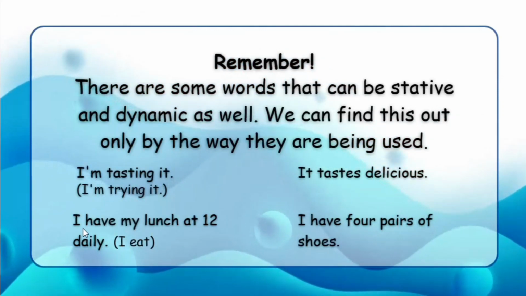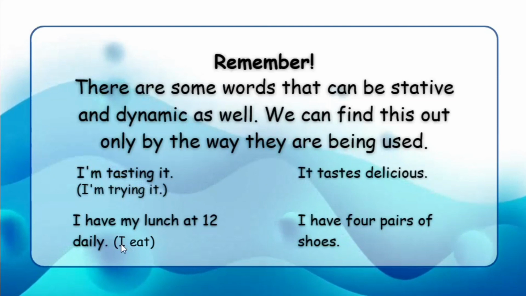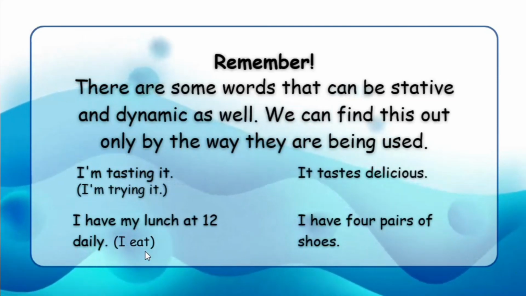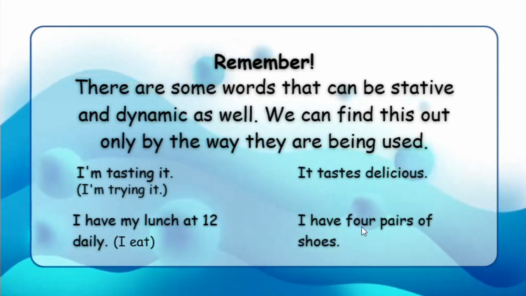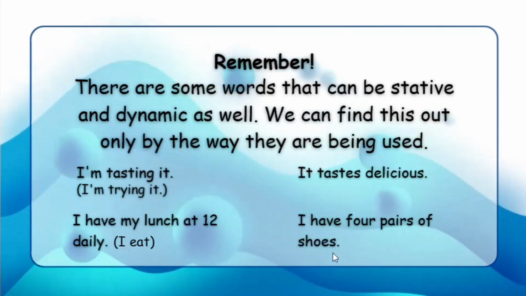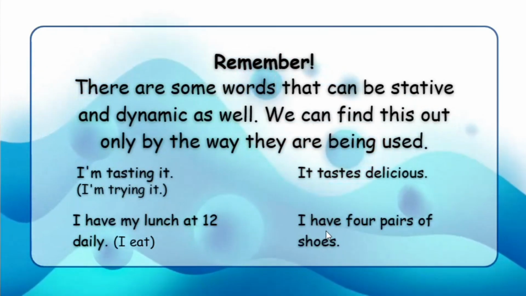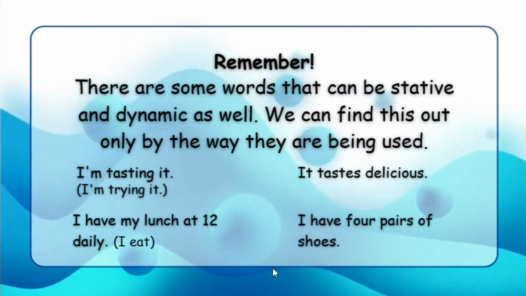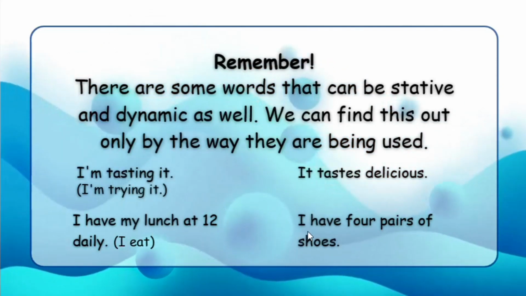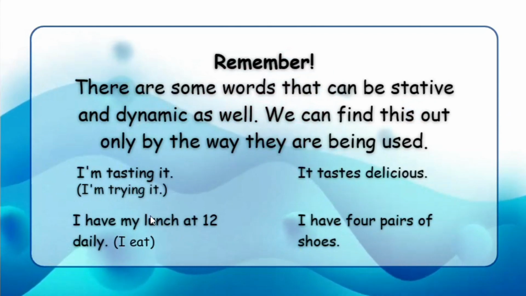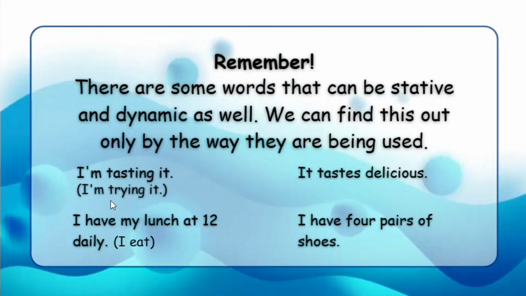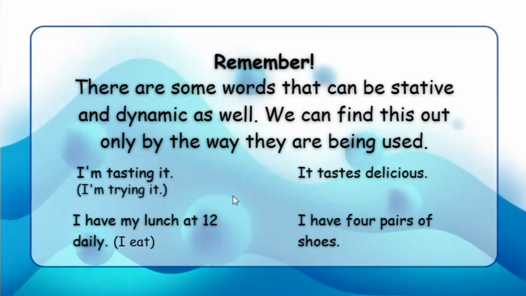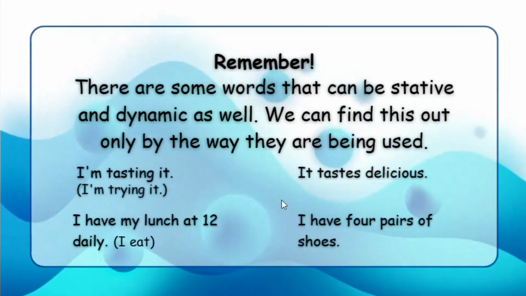I have my lunch at 12 daily. Here the verb have means to eat. I have my lunch, I eat my lunch. But in this sentence, I have 4 pairs of shoes, have refers to the possession of something. I have 4 pairs of shoes, they are my possession. So a verb can act as a non-action verb or as a dynamic or action verb, and it simply depends on the position and how it is used in a sentence.